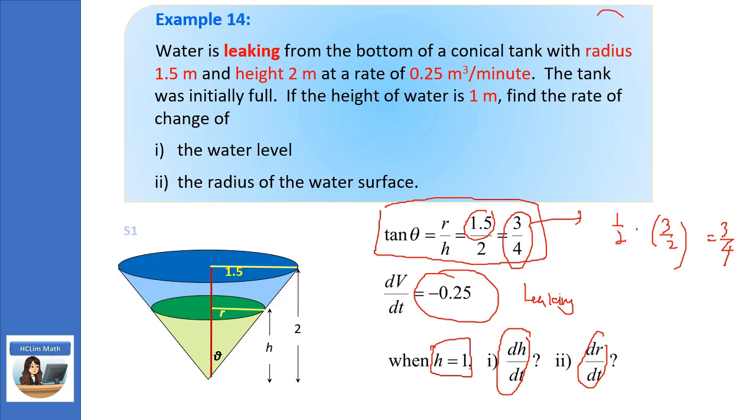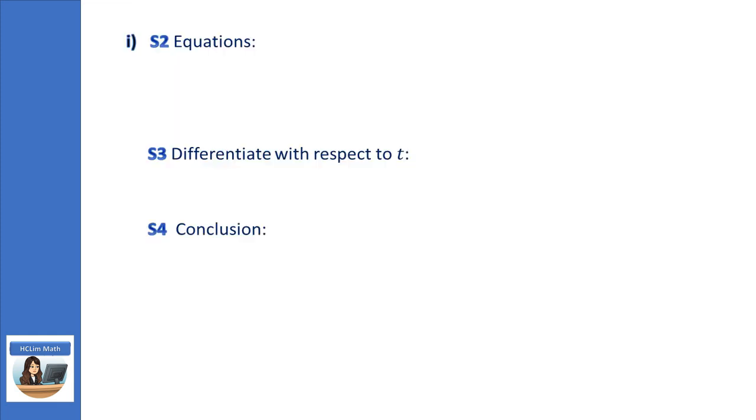Okay, I'm going to answer this question. So we proceed to the second, going to form the equation. So I may have my equation in terms of V equal to 1 over 3 pi r square h. Okay, why? Because the water volume is in the shape of a cone. So I may use the formula for the volume of the cone, 1 over 3 pi r square h.